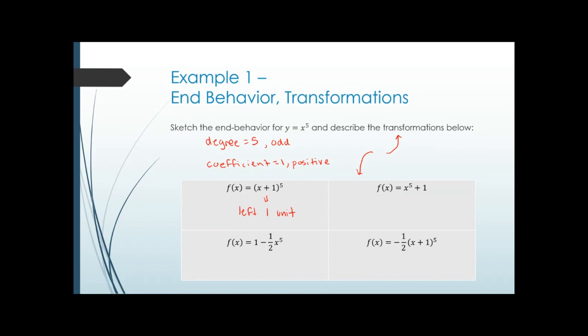The difference from this to the one on the right is that the plus 1 is not in parentheses. So that's not happening to the x anymore. Now that's happening to the y. And when that plus 1 is happening, that's an up or down. And that one does follow whether the sign is positive or negative. So that is up by 1 unit.